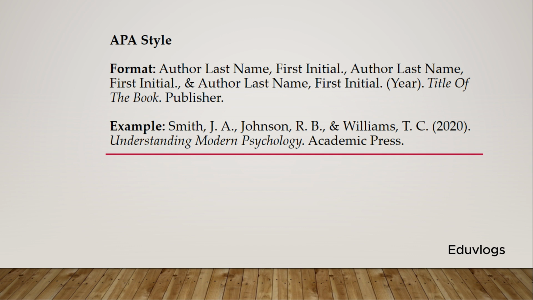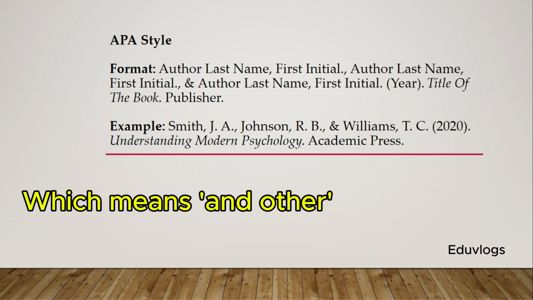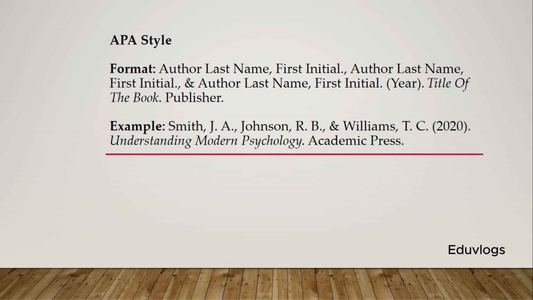Now, if they are more than three, four, five, as the case may be, all you need to do is to write the first author's last name and the first initial, and then you write et al. Et al means and others. So that will cover for as many authors that co-authored that book with the first author. Now, after you have written the author's name and the first initial, the next thing that you will write following the APA style of referencing more than two authors is the year. After the year, you write the title of the book and then the publisher.